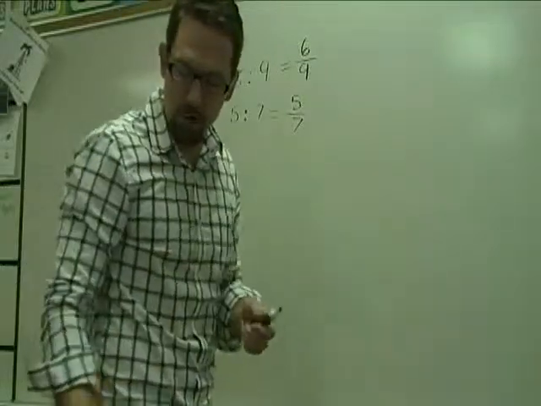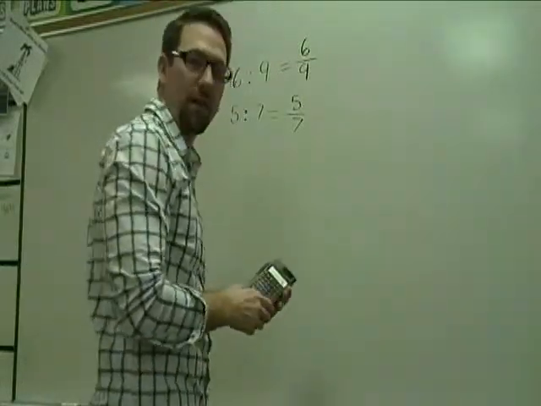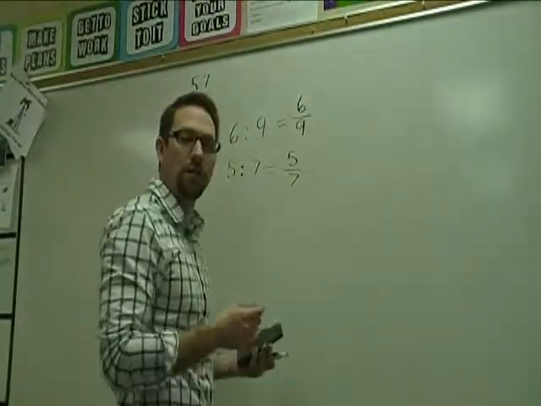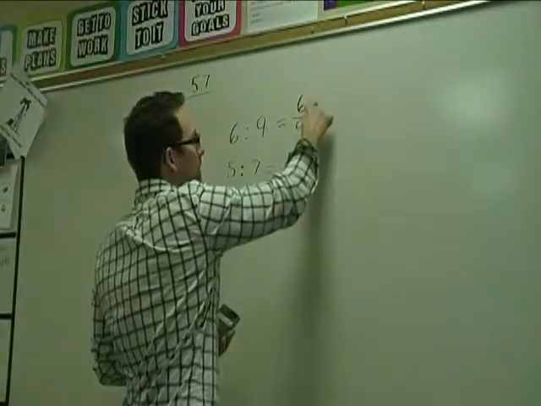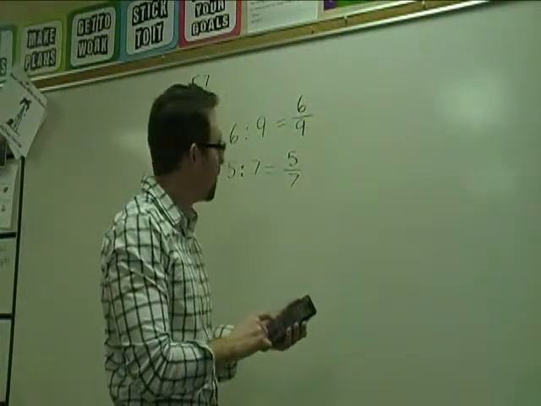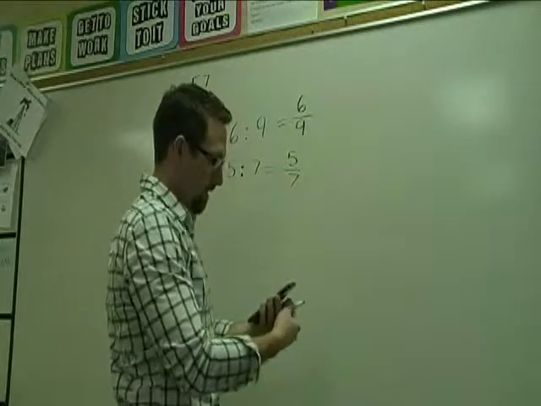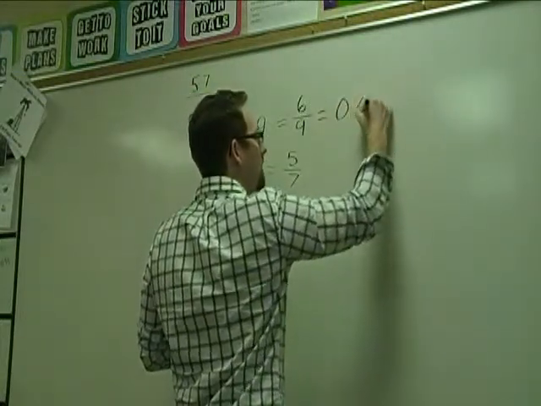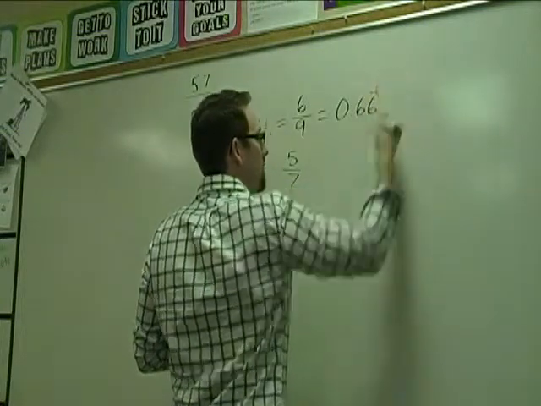Now that I've got a fraction, we already know that fractions are very easy to convert to decimals. You just use your calculator. In order to convert a fraction into a decimal, you just divide the numerator by the denominator. So go ahead and do that. 6 divided by 9. Okay, and I get a nice decimal here of 0.66, and it's a repeating decimal.